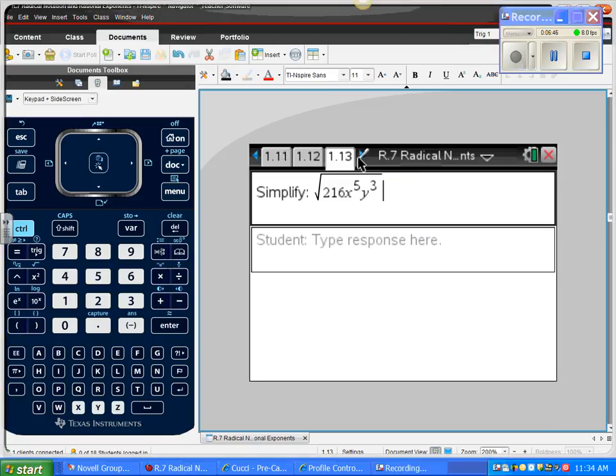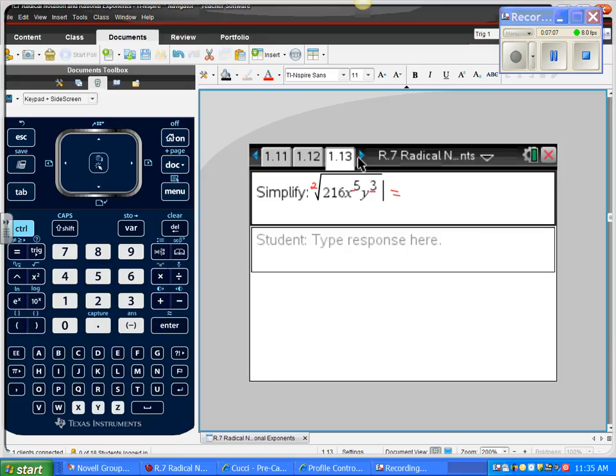Okay, square root of 216, x to the 5th y cubed. So now we're getting into a little bit bigger problems where we need to start breaking exponents down into perfect squares. So remember, the index here is 2. If it's not written, it's 2. We want that index to be able to divide into the powers, and right now they can't. So we do have to break this apart.